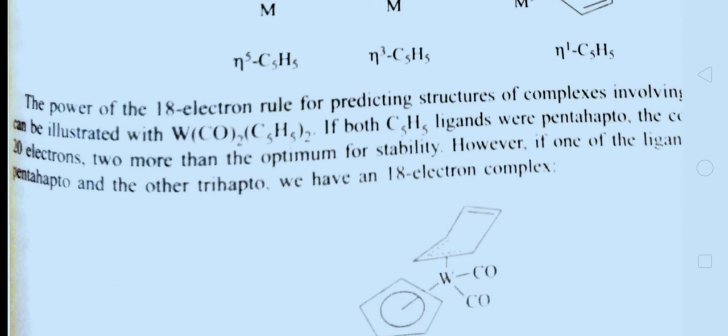Here the power of the 18 electron rule for predicting the structure of complexes is illustrated for W(CO)2(C5H5) twice. In both these C5H5 ligands, there are 2 types of ligands here. The tungsten atom is bonded to a cyclopentadienyl ring in a pentahapto manner, as well as in a trihapto manner also. The pentahapto ligand is present, as well as the trihapto ligand, and the total number of electrons remains 18.